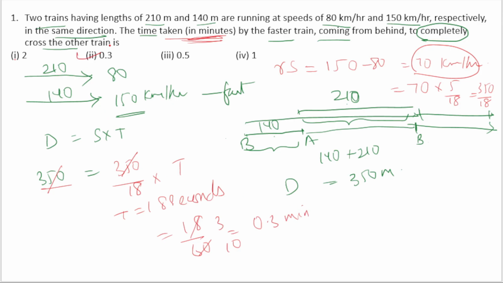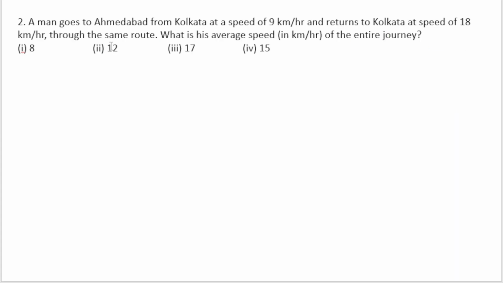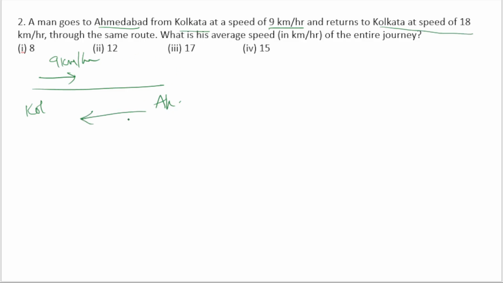Second option. Next question: a man goes to Ahmedabad from Kolkata at a speed of 9 kilometers per hour and returns to Kolkata at a speed of 18 kilometers per hour through the same route. What is his average speed of the entire journey?